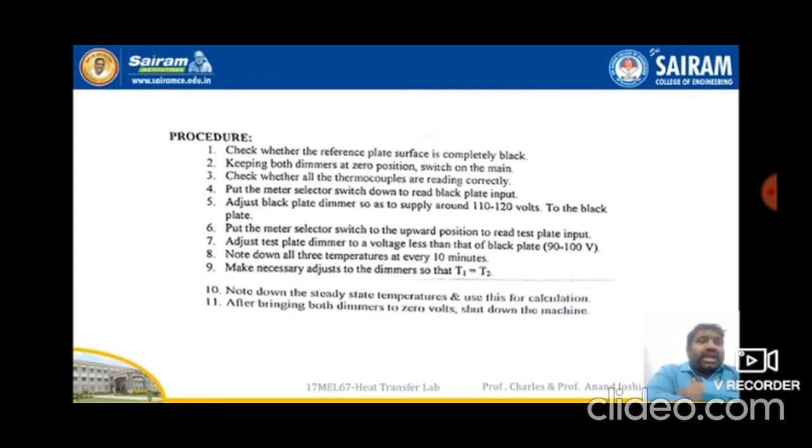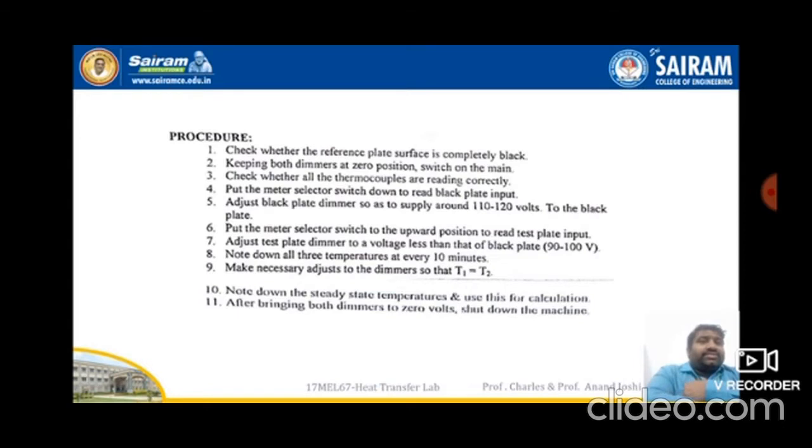black plate. I put the meter selector switch to the upward position to read the test plate input, and adjust the test plate dimmerstat to an average total voltage less than that of the black plate, that is 90 to 100 volts. Note down all the thermocouple temperatures every 10 minutes, and finally make necessary adjustments to the dimmerstats so that T1 is equal to T2. In that way you have to adjust.